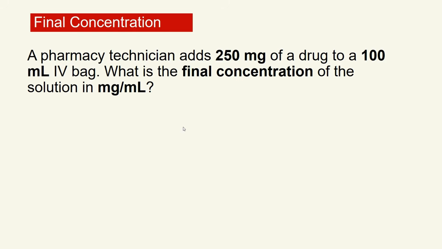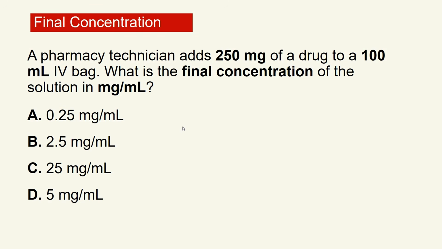So here is the first question. A pharmacy technician adds 250 milligrams of drug to a 100 milliliter IV bag. What is the final concentration of the solution in milligrams per milliliter? Here are the options: A, 0.25 milligram per mL, B, 2.5 milligram per mL, C, 25 milligram per mL, D, 5 milligram per mL. Here the correct answer is 2.5 milligram per mL. Let's see how we got it.